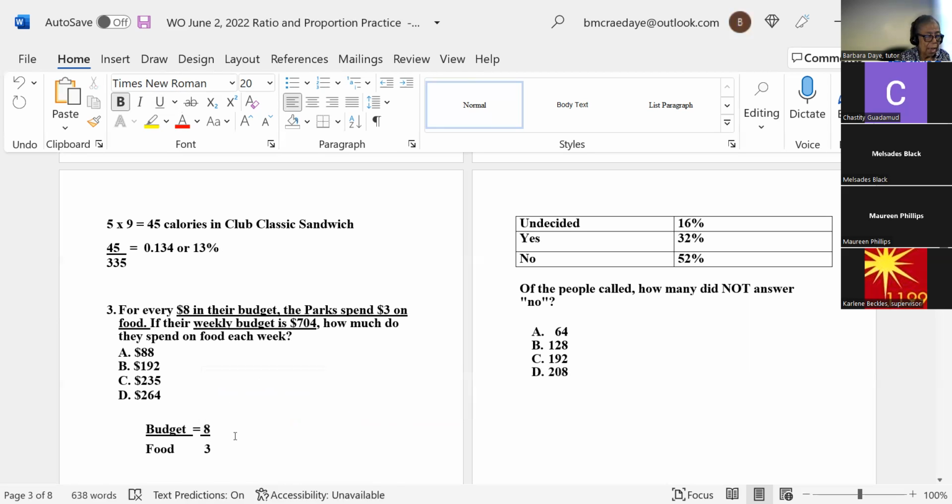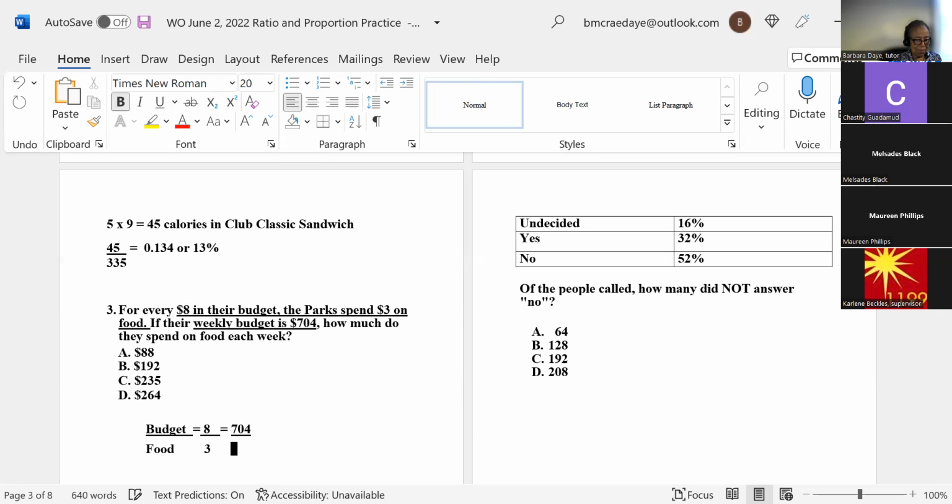Okay. Now, if their weekly budget is 704, how much do they spend for food? Now let's put equal, because a ratio proportion is setting 2 ratios equal. So the budget is now what here? The weekly budget is $704. There we go, 704. Now what we're looking for is how much they spend. So this would be our n.